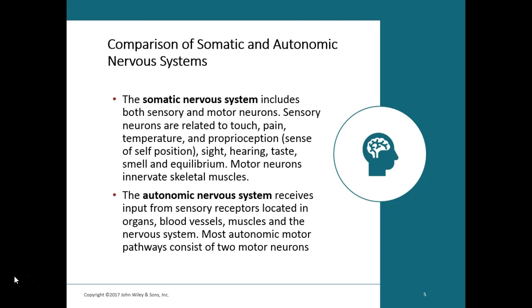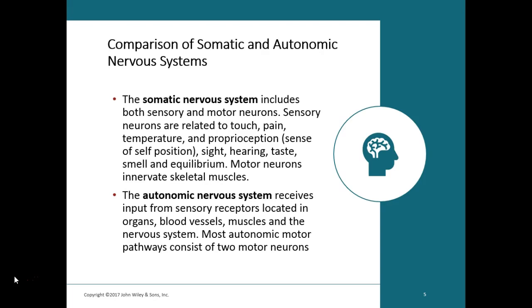The special senses such as sight, hearing, taste, and equilibrium, all of those sensory neurons have to bring that information into the somatic nervous system as well. But all of these sensations are normally consciously perceived. So we know that something is touching us, or that we see something, or that the temperature of something is too warm or too cold.